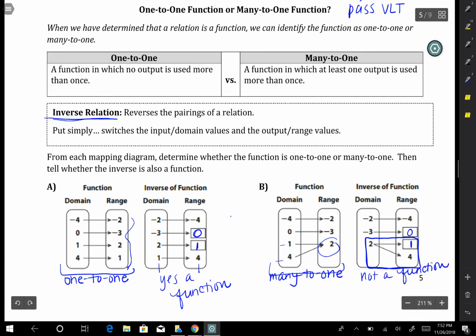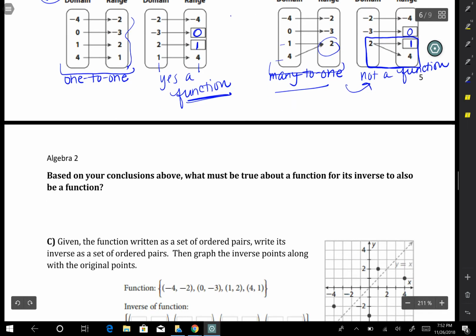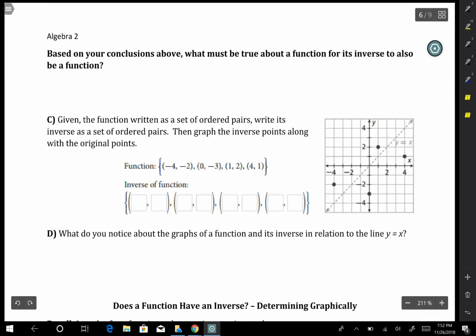So what I hope you see is that this one-to-one function in letter A, the inverse was a function. The many-to-one function in letter B, its inverse was not a function. So it has a question, based on your conclusions above, what must be true about a function for its inverse to also be a function? It must be 1-to-1. So every input has exactly one output. And no outputs are used more than once.